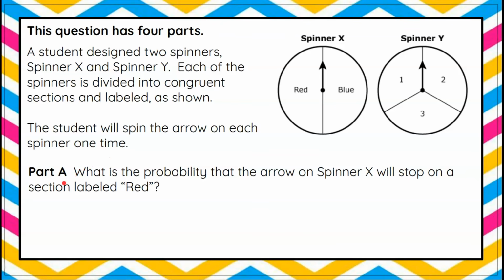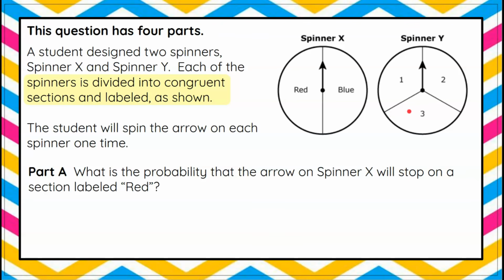And here is the first question, part A. What is the probability that the arrow on spinner X will stop on a section labeled red? Here's where I'd like you to pause the video, try part A, come back and hit play when you're ready. Good luck. Welcome back. So again, we have spinners divided into congruent sections.